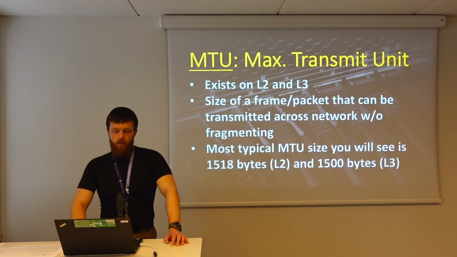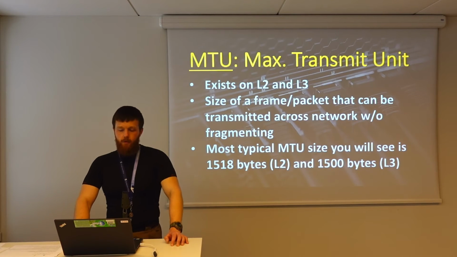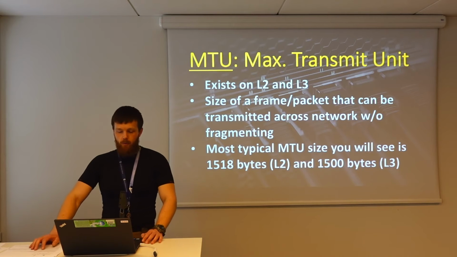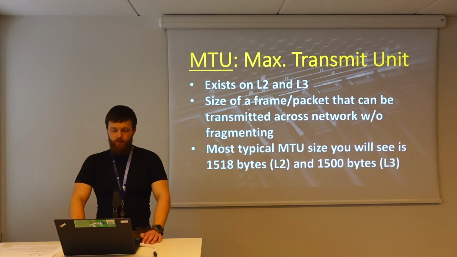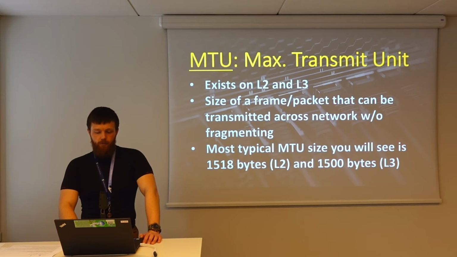Now, one feature of TCP is MTU, which is maximum transmit unit. It actually exists also on layer 2 and layer 3, and it is just the size of a frame or packet that can be transmitted across the network without fragmentation. So frame would be on layer 2 and packet would be on layer 3. Most typical sizes are on layer 2 you have 1518 bytes, and on layer 3 you have 1500 bytes, because those 18 bytes is the layer 2 header, which needs to be subtracted when going to layer 3.